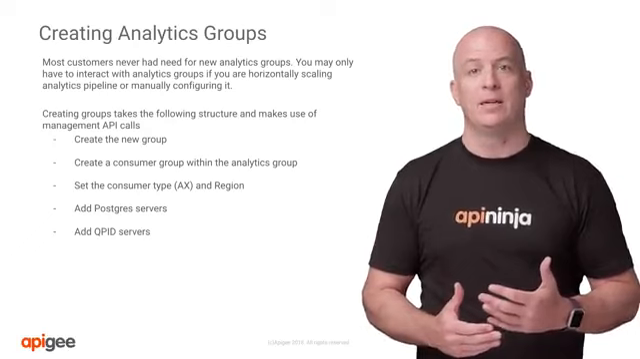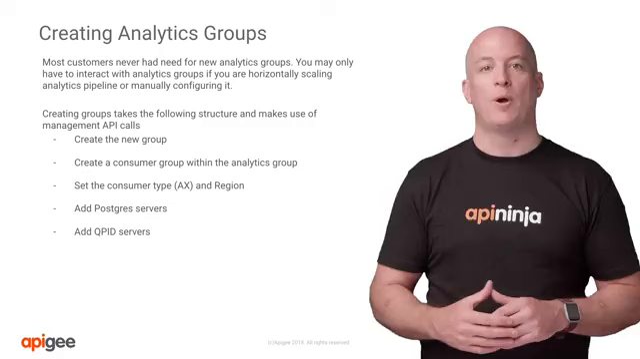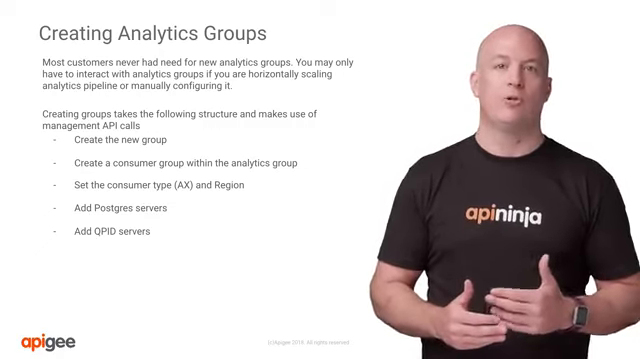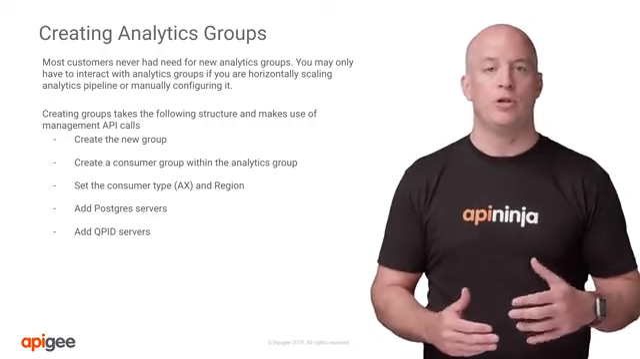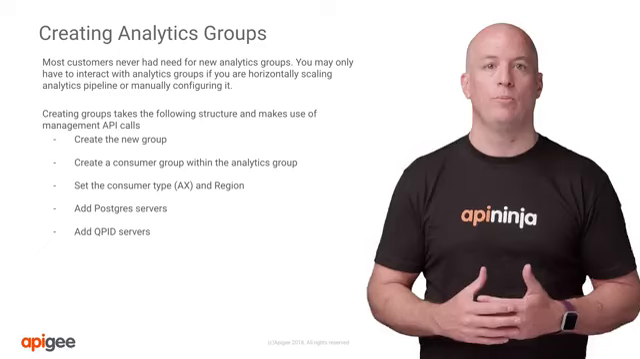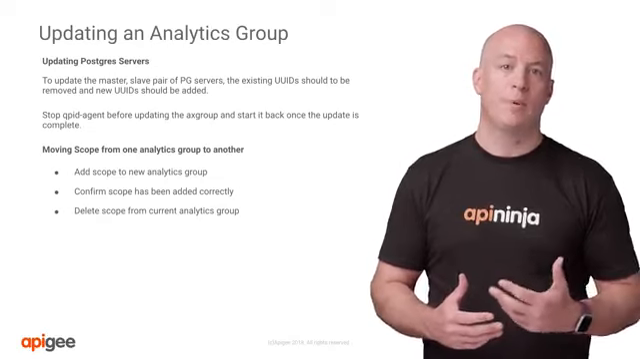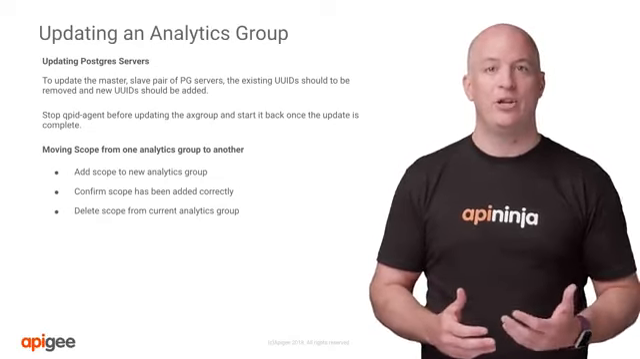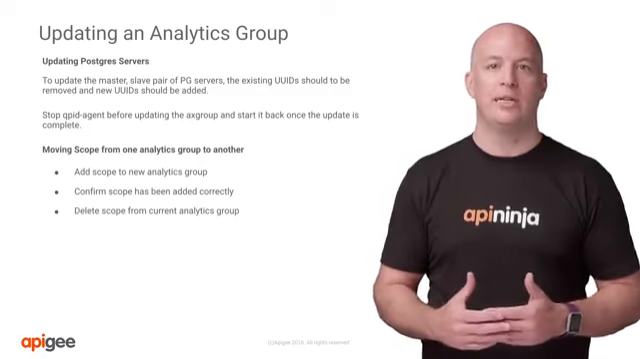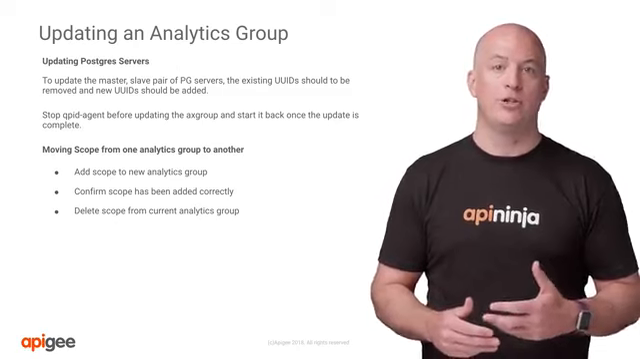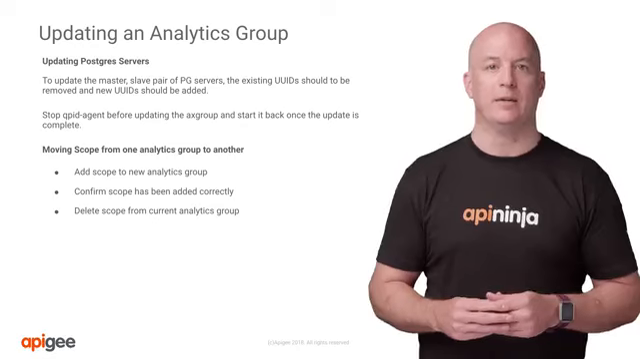The exception to this is if you are manually configuring groups, which is uncommon, or horizontally scaling the analytics pipeline. Analytics groups are created by making API calls. The general format is you create a new group, you create a new consumer group within that AX group, you set the consumer type and region. When updating the Postgres master-slave pair, the existing UUIDs should be removed before the new UUIDs are added. Again, this is done using API calls. The Qpid agent should be stopped before updating an analytics group and then restarted once the updates are completed.